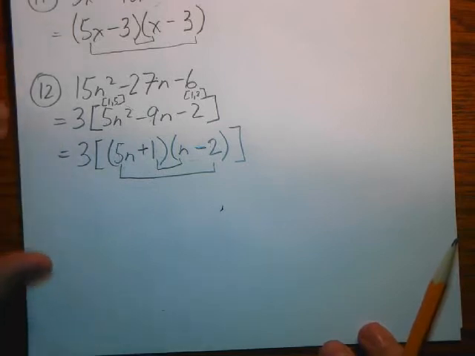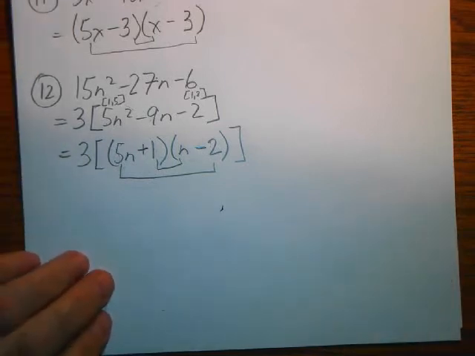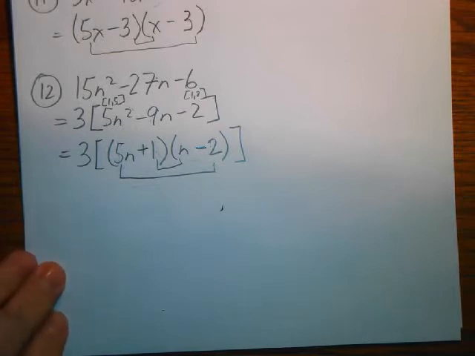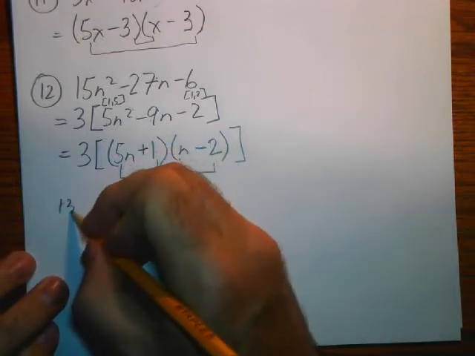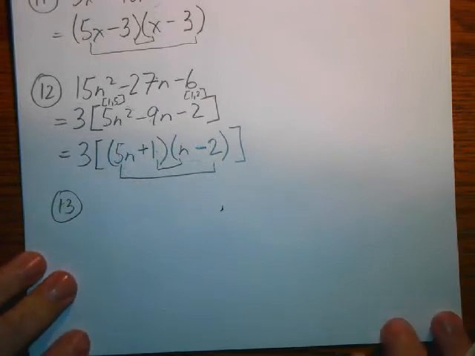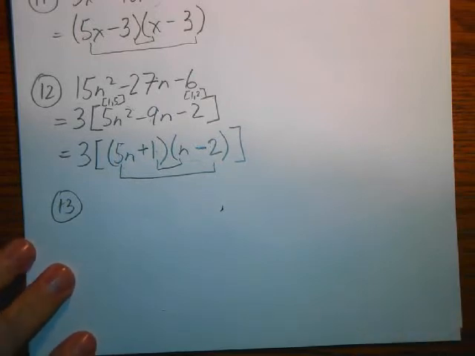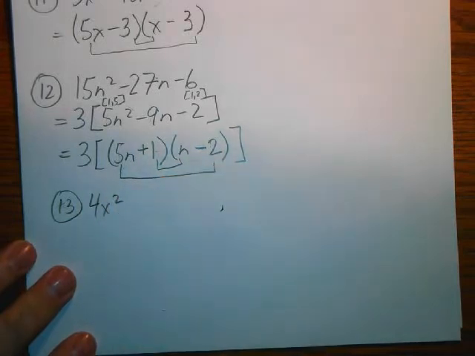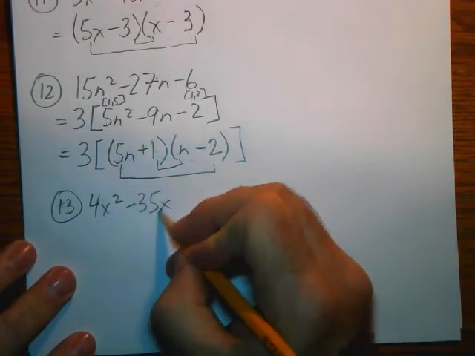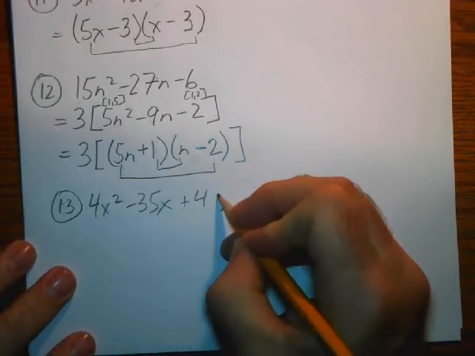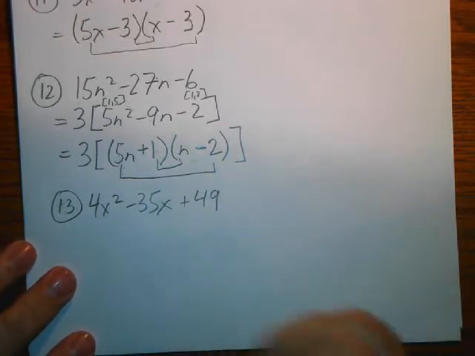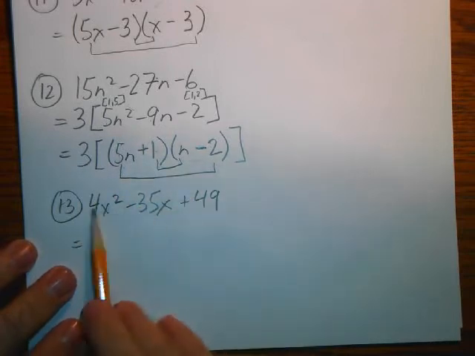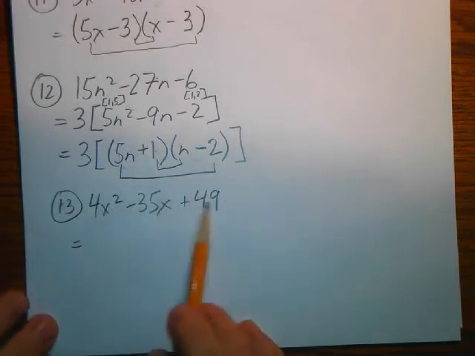I'll do 2 more of these, and then we'll move on to the last methods. I know students like to see lots of examples of these ones, just because they're a little bit tricky to learn. Okay, so 4x squared minus 35x plus 49. Okay, so a quick check for common factor, and there's nothing I can factor out of all 3.